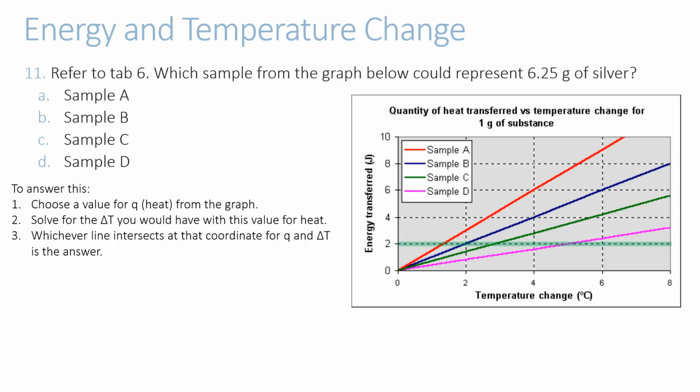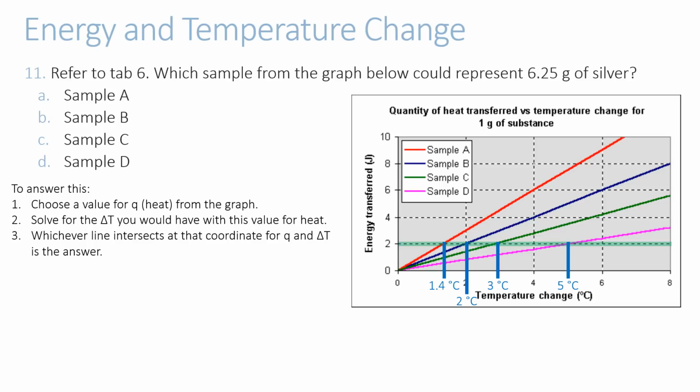So I'm going to pick 2 because my lines all cross energy transferred of 2 at distinct places. So the first one, the red line, which is sample A, crosses at about 1.4 degrees Celsius. Sample B crosses at 2. Sample C crosses at 3. And then sample D crosses at 5.